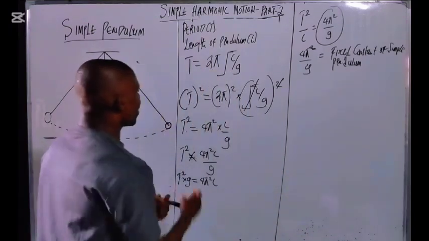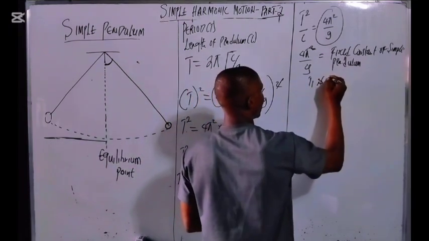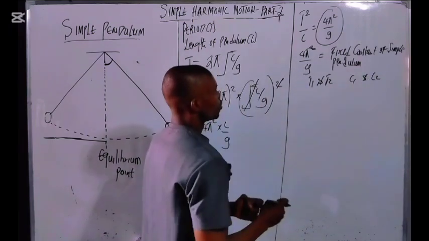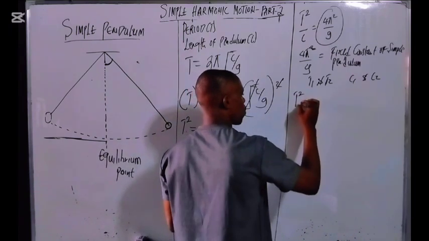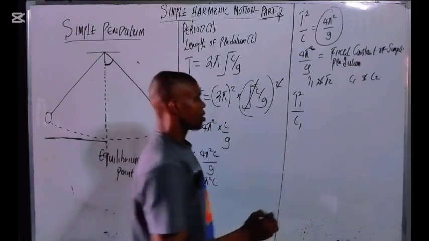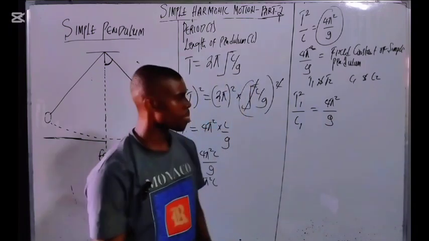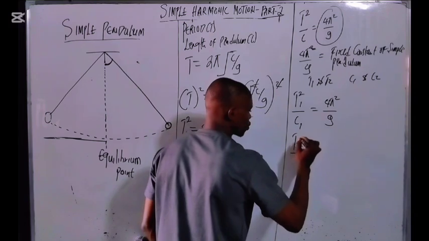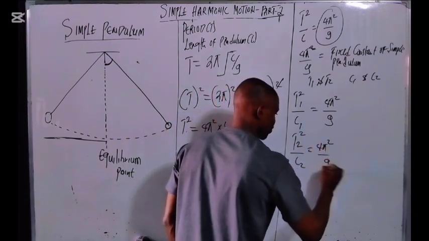Now let's apply our T1. If for example I have T1 and T2, I'm also going to have L1 and L2, right? So now let's take T1 and L1. Here we can say T1 squared over L1, can you see that? Do you understand? Equals 4 pi squared over g, right? Same thing here, T2 squared over L2, right? Equals 4 pi squared over g.